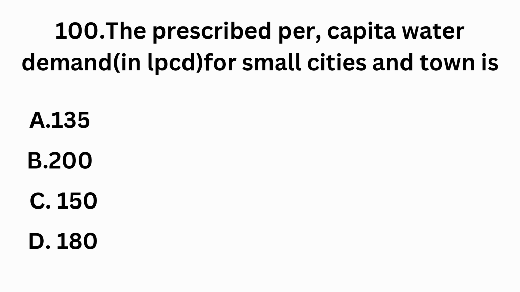100. The prescribed per capita water demand in LPCD for small cities and towns is A. 135, B. 200, C. 150, and D. 180. So, per capita water demand for small cities or towns is 135.